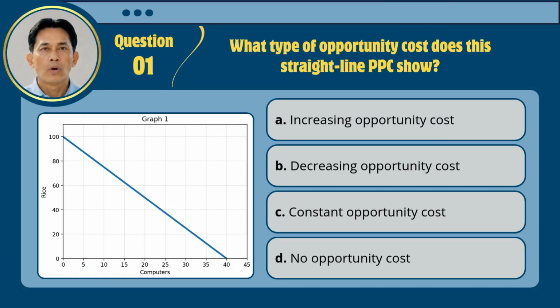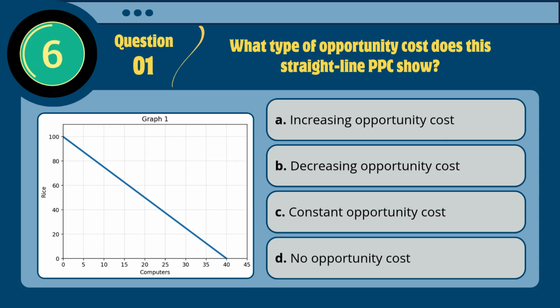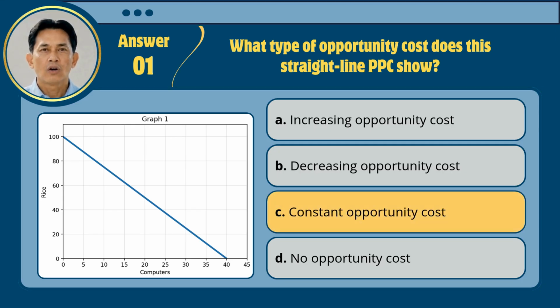Question number 1. What type of opportunity cost does this straight line PPC show? A. Increasing opportunity cost. B. Decreasing opportunity cost. C. Constant opportunity cost. D. No opportunity cost. The correct answer is C. Constant opportunity cost. A straight line PPC shows constant opportunity cost. This means the same amount of one good is given up each time to gain more of the other good.